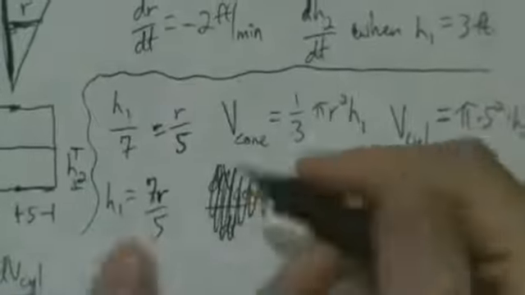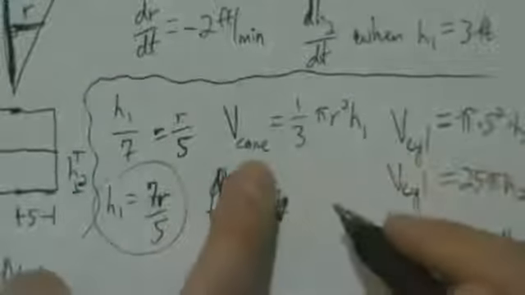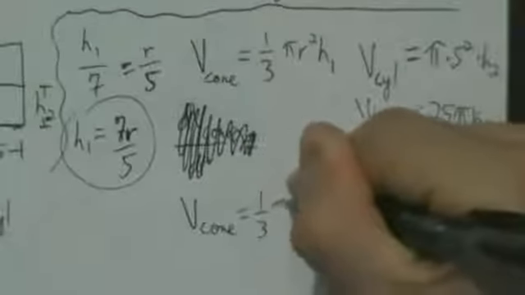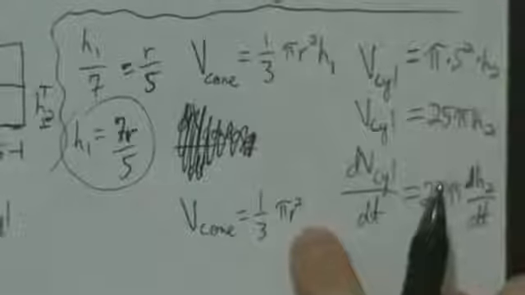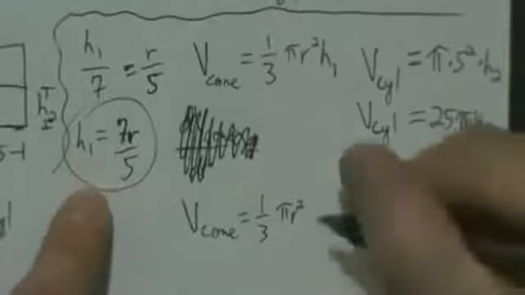So h1 equals, just multiply both sides by 7, and then you get h1 is 7r over 5. All right, so that's good. Now we'll take this and stick it into here. So then V cone equals 1/3 pi r squared. Now what's h1? h1 is 7r over 5.